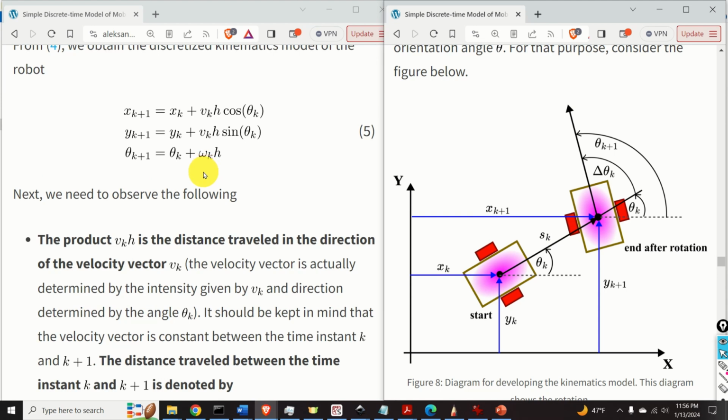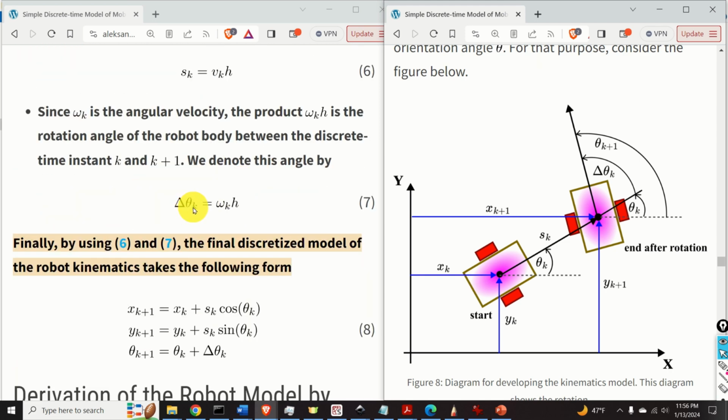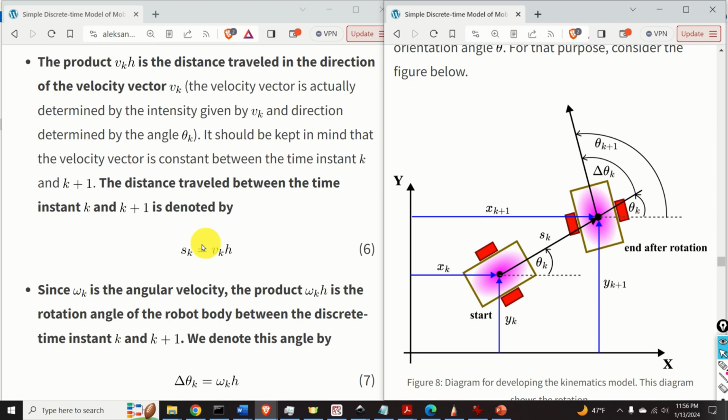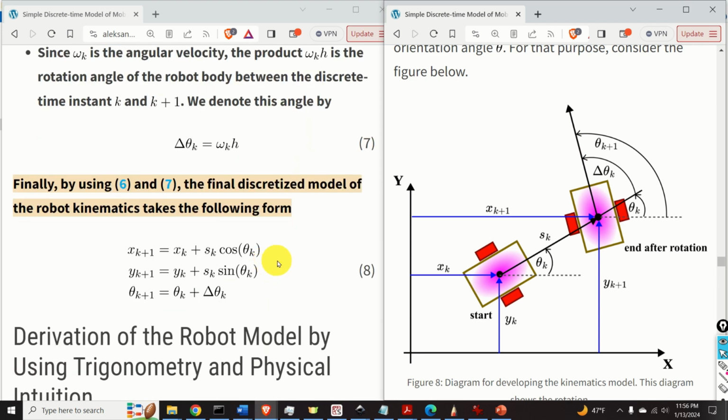Next, since omega_k is the angular velocity, and it is assumed that angular velocity is constant between the discrete time instant k and k+1, the product omega_k multiplying h is the rotation angle of the robot body between the discrete time instants k and k+1. We denote this angle by delta theta_k, and this angle is shown over here. Finally, by combining this set of equations with this notation and this notation, we obtain the final discretized model of the robot kinematics, and here it is.